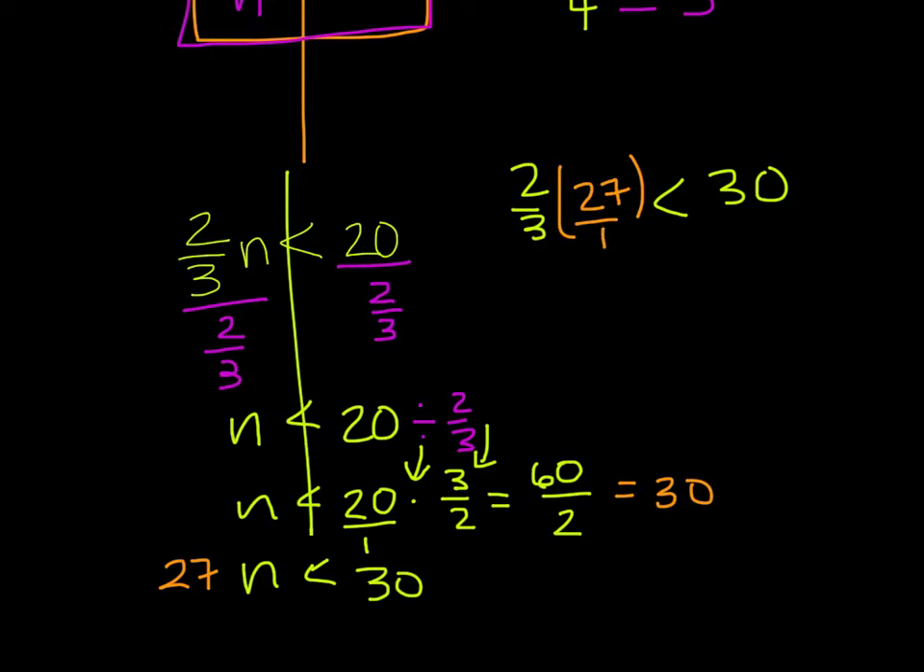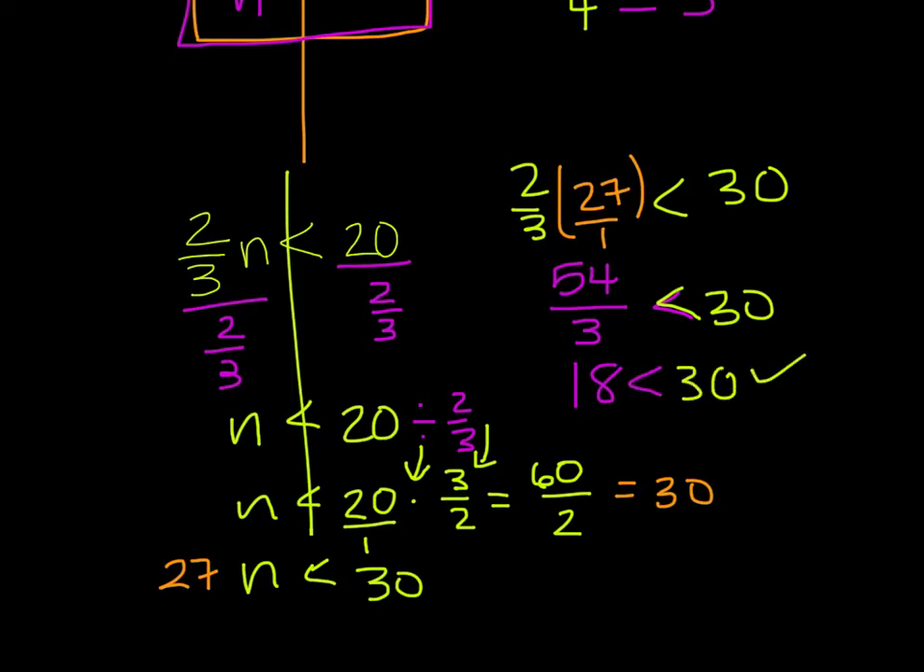Let's take that 27 and put 27 over 1, so that way we can do that multiplication. 2 times 27, put that in the calculator, and we get 54. And underneath it, 3 times 1 is 3, is less than 30. 54 divided by 3, I know 54 divided by 9 is 6, so 6 times 3, 18. 18, is that less than 30? Awesome. So n is less than 30 works.